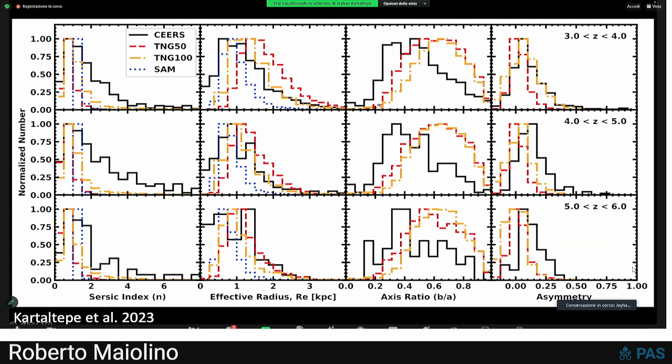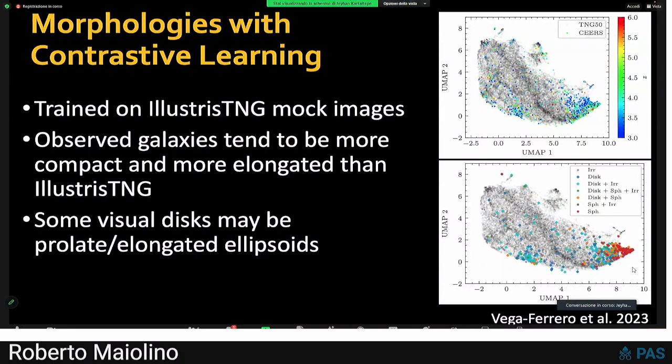We've also looked at some different machine learning techniques for trying to understand galaxy morphologies. This is from a paper that looked at contrastive learning, which is a self-supervised machine learning technique. This was trained using Illustris TNG mock images. You can see the UMAP representation space of the TNG galaxies on the image on the right in the grayscale, and then the observed galaxies from CEERS are shown in colors. On the top, they're color-coded by their redshift, and on the bottom, by our visual morphologies.